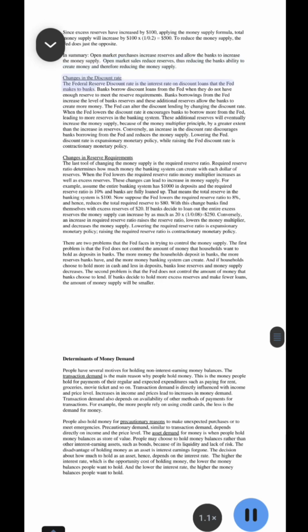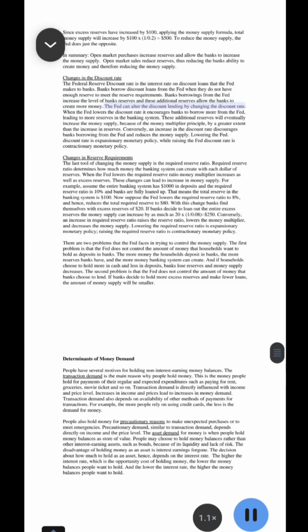Changes in the discount rate. The Federal Reserve discount rate is the interest rate on discount loans that the Fed makes to banks. Banks borrow discount loans from the Fed when they do not have enough reserves to meet the reserve requirements. Banks' borrowings from the Fed increase the level of banks' reserves, and these additional reserves allow the banks to create more money.